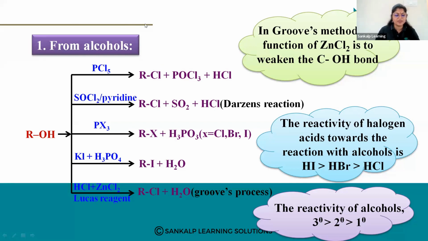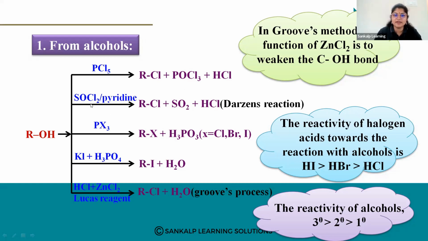You can also treat alcohols with phosphorus trichloride. So if you treat alcohols with phosphorus halides, especially chlorides, it will yield alkyl halides plus H3PO3. Here X can be chlorine, bromine, or iodine. You can treat it with phosphorus pentachloride or phosphorus trichloride, and the respective halide is obtained.